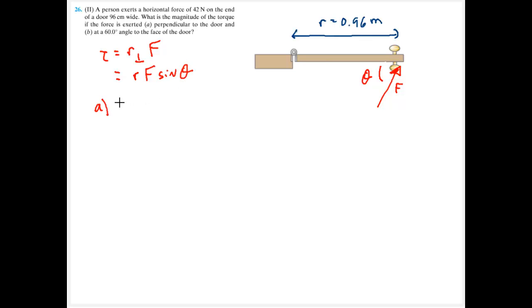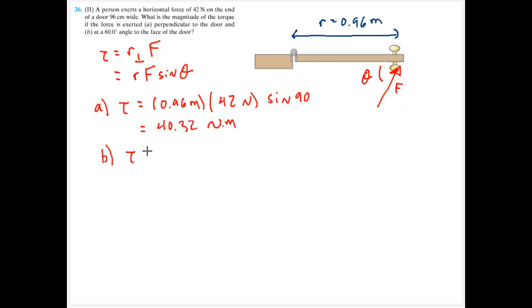So for part A, I'm going to say that the torque is going to be equal to the length of the door, 0.96 meters, multiplied by the force, 42 newtons, and then it's going to be perpendicular to the door, so sine of 90 degrees, which is going to be equal to 1, and I get 40.32 with the unit of Newton multiplied by a meter.